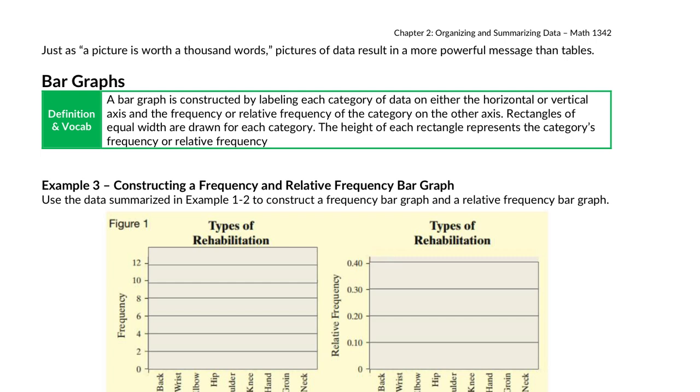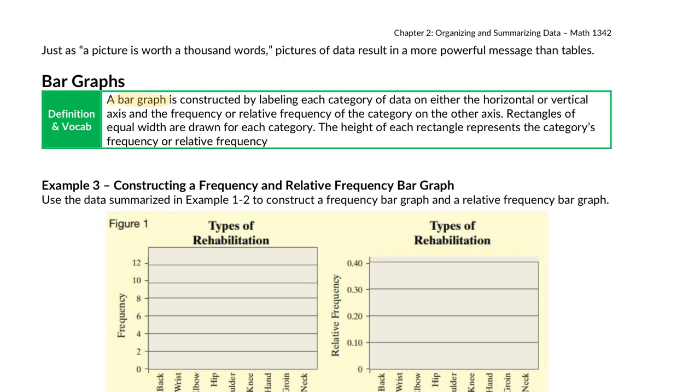A bar graph is constructed by labeling each category of data on either the horizontal or vertical axis and the frequency or relative frequency of the category on the other axis. Rectangles of equal length are drawn for each category, and the height of each rectangle represents the category's frequency or relative frequency. We're going to use our highlighters because they're thicker highlighters, and we're going to use those as if they're rectangles.